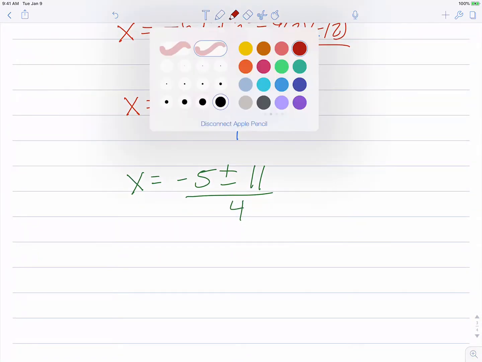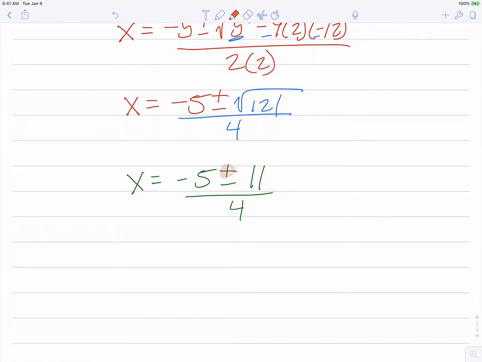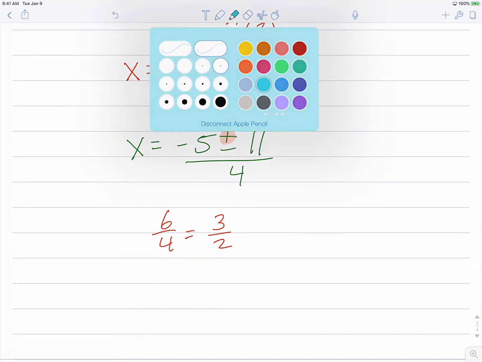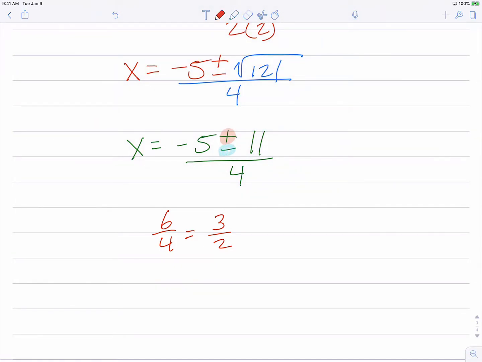So the first thing that we're going to do is the plus version. So -5 plus 11 is 6, and 6 over 4 reduces to 3 over 2. Okay, now the minus version. If we do the subtraction instead, -5 minus 11 is -16 over 4, and -16 over 4 is -4, which means that our roots are at (1.5, 0) and (-4, 0).